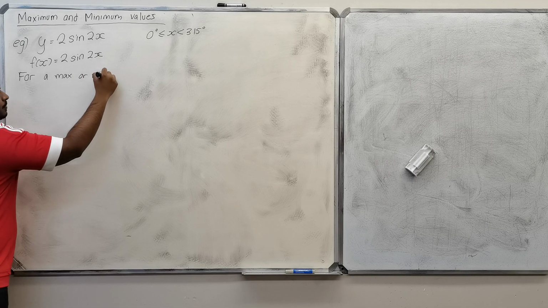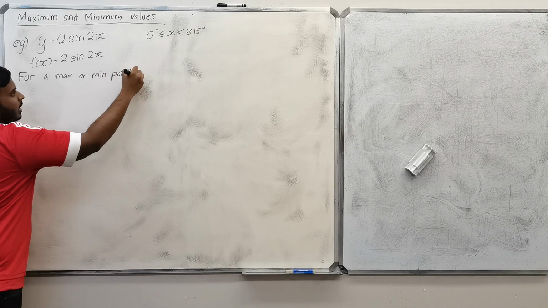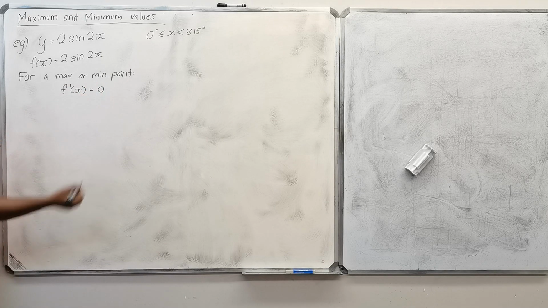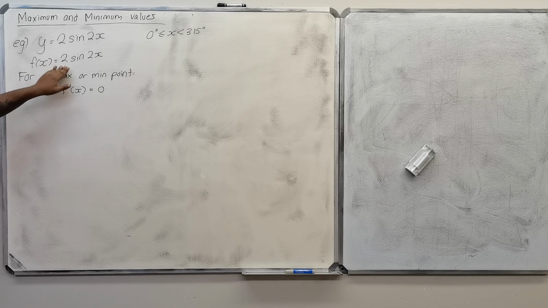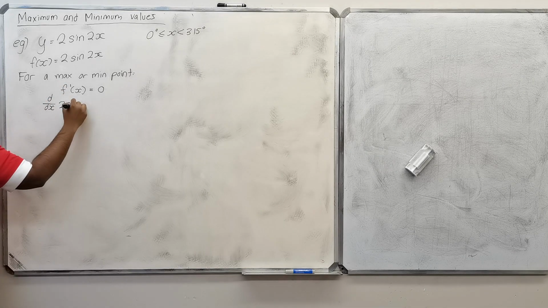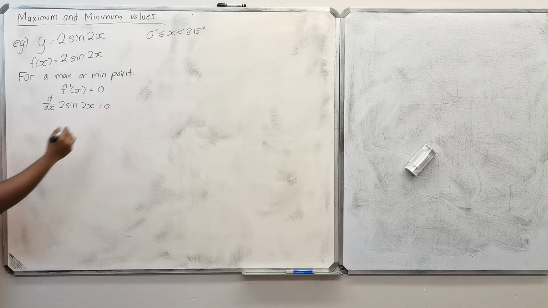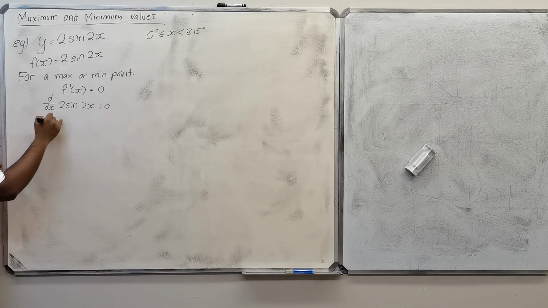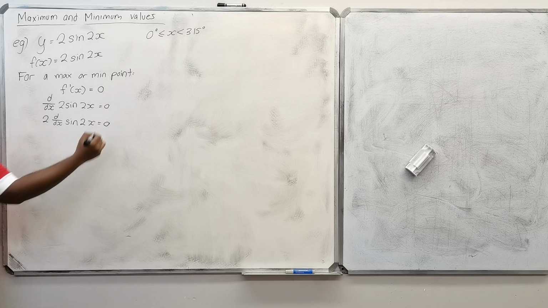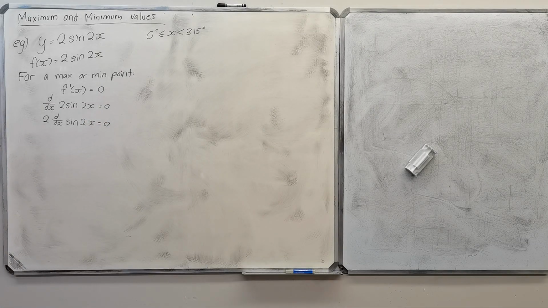So for a maximum or minimum point, I need to let my first derivative equal to 0. So I need to derive this equation. Okay? d over dx of 2 sine 2x equal to 0. And then this is the constant 2 times d over dx of sine of 2x equal to 0. What's the derivative of sine of 2x?